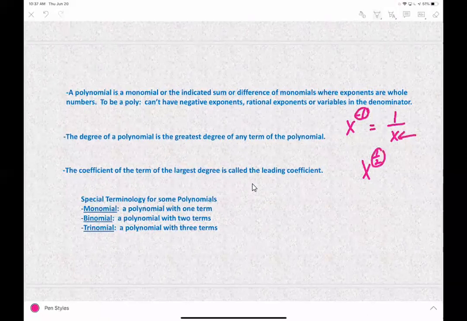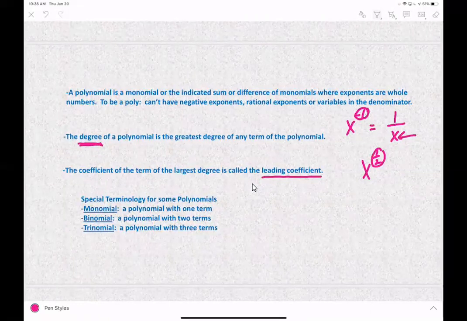So the degree of a polynomial. When we look at polynomials, we will look at what's called the degree. The degree of a polynomial is the greatest degree of the term of a polynomial. So what we do is we look at the exponents when we talk about the degree. And once we determine the degree of a polynomial, then the term that has the highest degree will have what we call the leading coefficient.